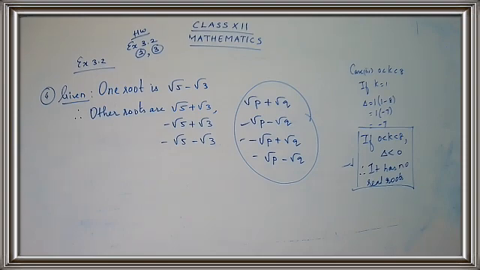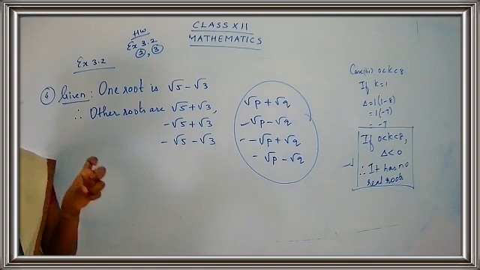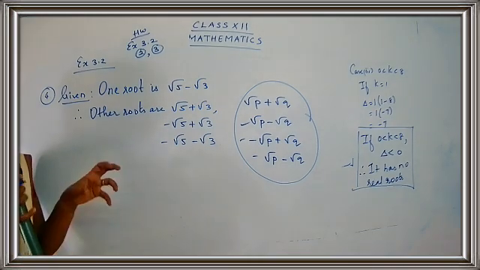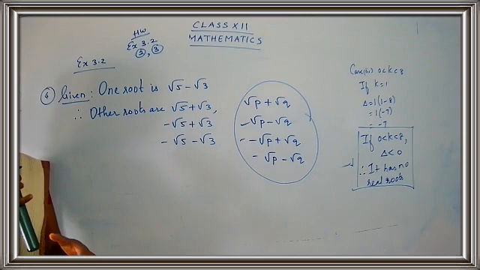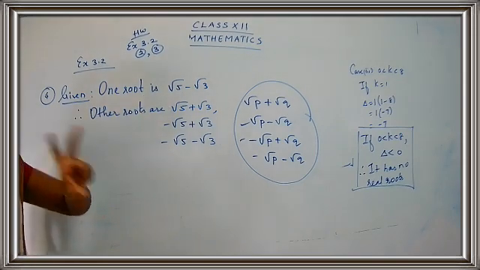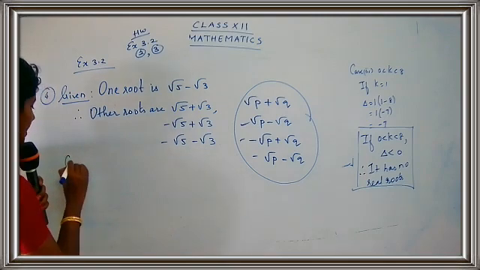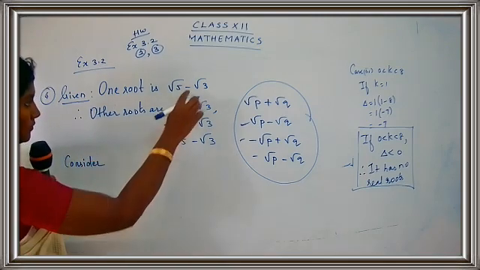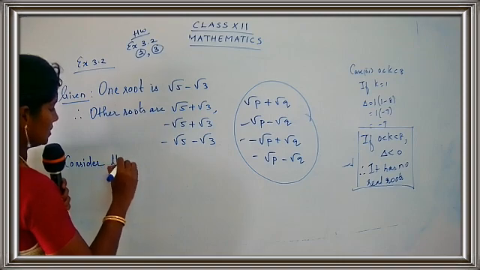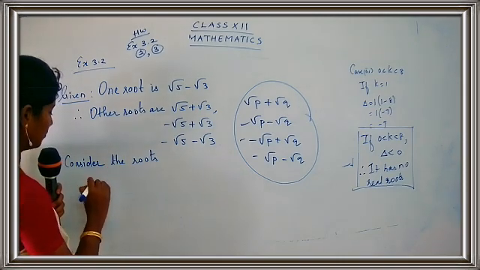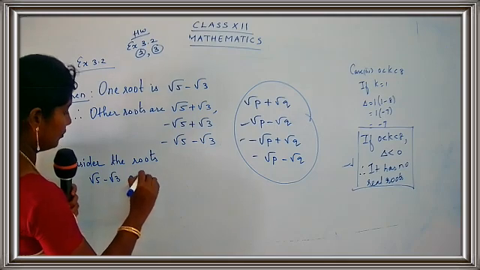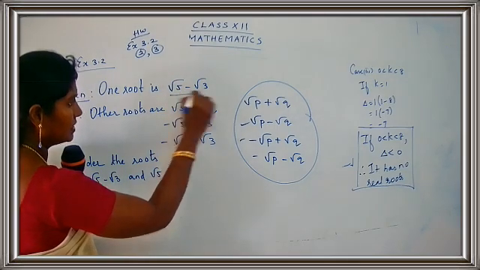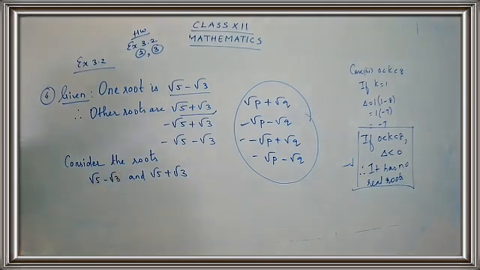Okay, let's complete our sum. Now I am just going to take two roots at a time and form a quadratic equation, because I cannot deal with all the roots together. Okay, children, we are just going to take a combination of two. So write down here, consider the roots root 5 minus root 3 and root 5 plus root 3. I am going to consider the first and the second root.